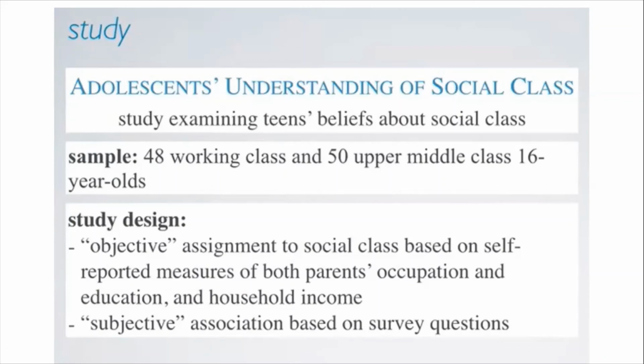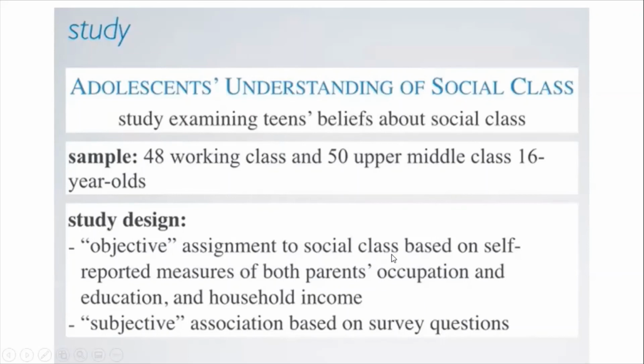So they ask these questions: look at your parents' occupation, your education, household income, and how do you rate yourself, whether you belong to lower class, middle, or upper class. This is the subjective assignment. And then they look at their parents' occupation, education, and household income, and objectively assign the social class.